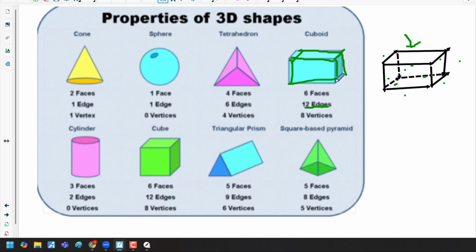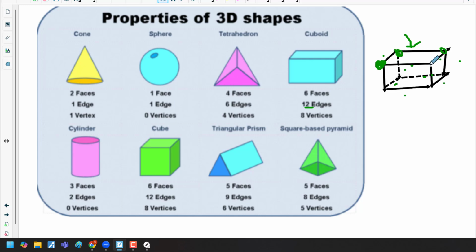You really only see 9 here. But there's 3 that are hiding in the back. So, you know they're there. So there's 12 edges. That's what an edge is. And a vertex is different than an edge. This is the vertex right here.